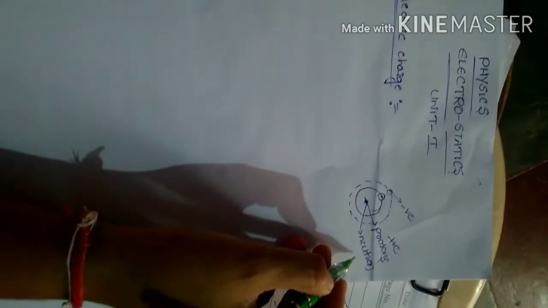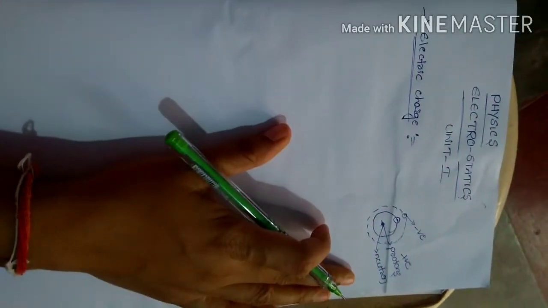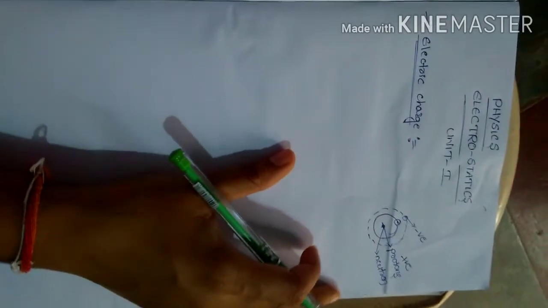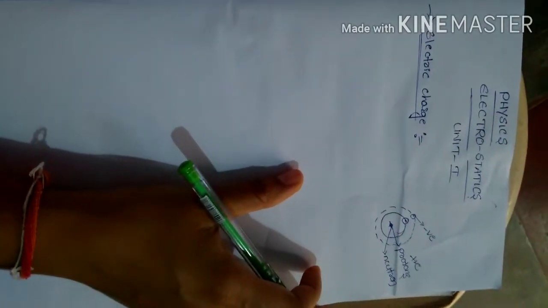Protons and neutrons are present, and electrons are revolving around the nucleus in particular orbits. We already know that protons have positive charge and electrons have negative charge. What about neutrons? Neutrons are chargeless particles. If you take any atom, the number of protons and the number of electrons are equal. That's why we can say the atom is electrically neutral.